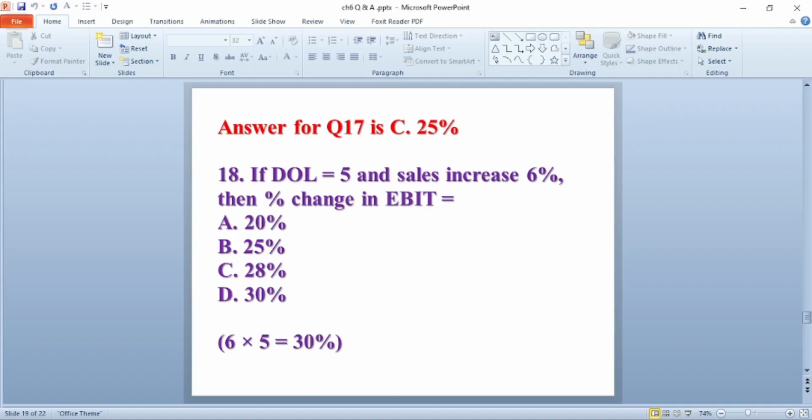If DOL is equal to 5, and the sales increase is 6%, then the percentage change in earning before interest and tax is equal to A, 20%, B, 25%, C, 28%, D, 30%. So the answer, which is equal to 30%, is D.